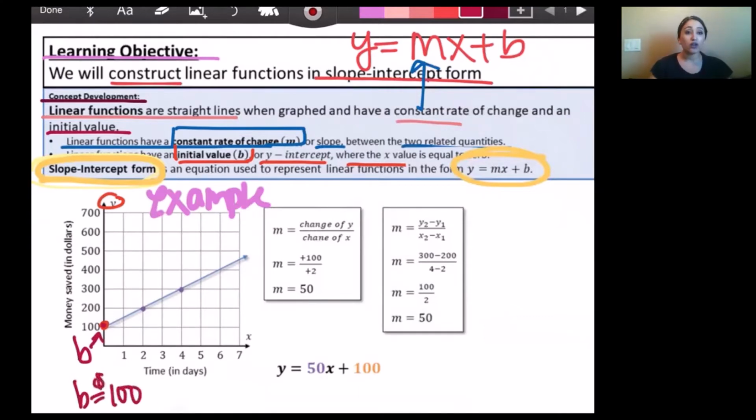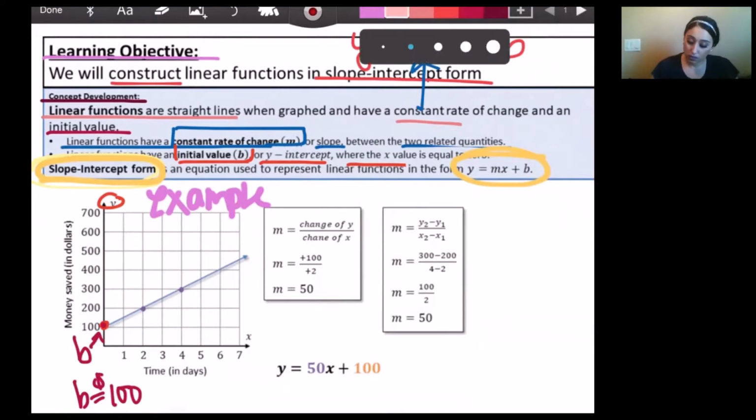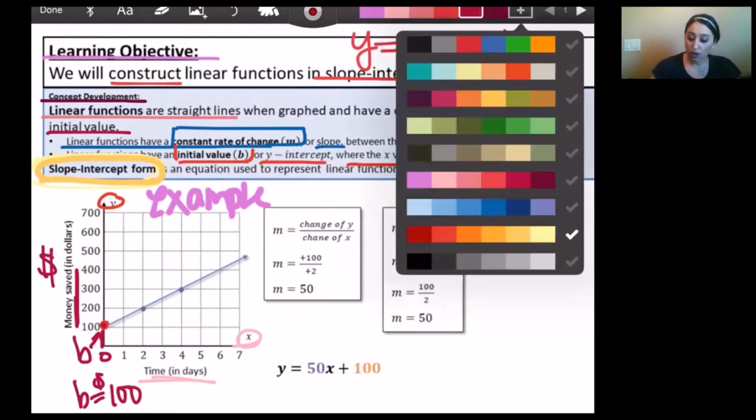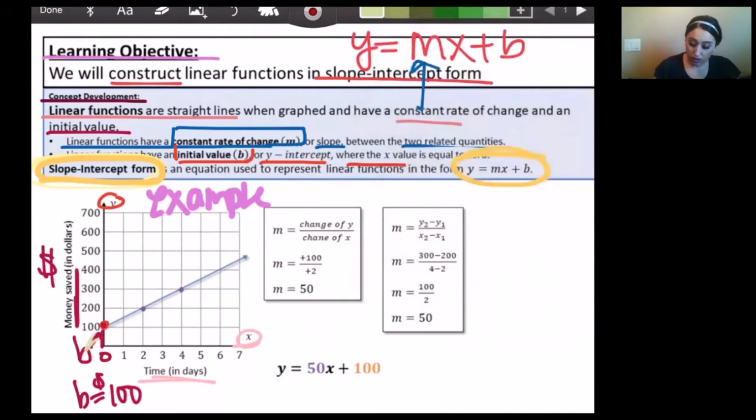How do I know it's $100? Because I'm going to look at what each x and y value is labeled. x represents time in days, and y represents money saved in dollars. So the initial value when x is 0, y is my initial value. So in this case, y would be 100. Put an arrow there so you guys can see that.